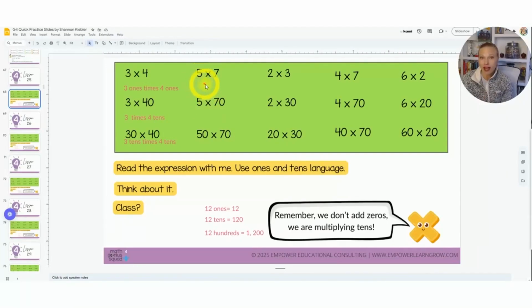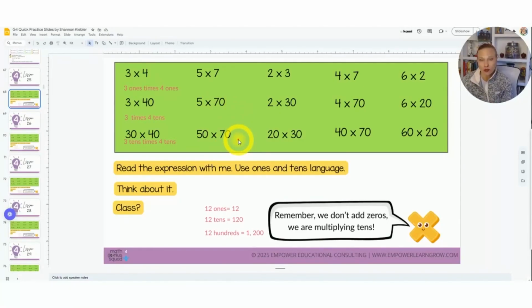Okay, so if I go here, 5 ones times 7 ones equals 35 ones. 5 ones times 7 tens equals 35 tens, which equals 350. 5 tens times 7 tens equals 35 hundreds, which equals 3,500. A 10 times a 10 is 100. A 1 times a 10 equals a 10. A 1 times a 1 is ones. So 35 ones, 35 tens, and then 35 hundreds.